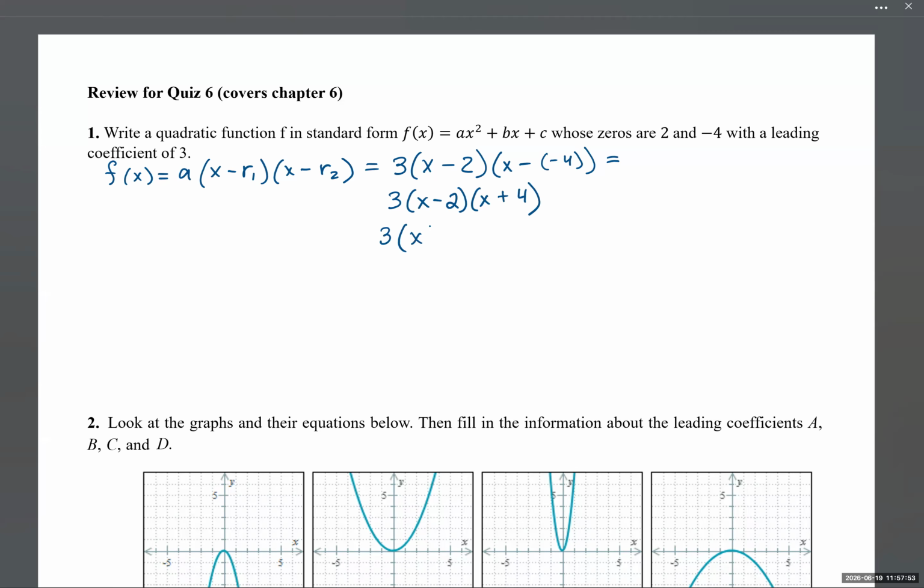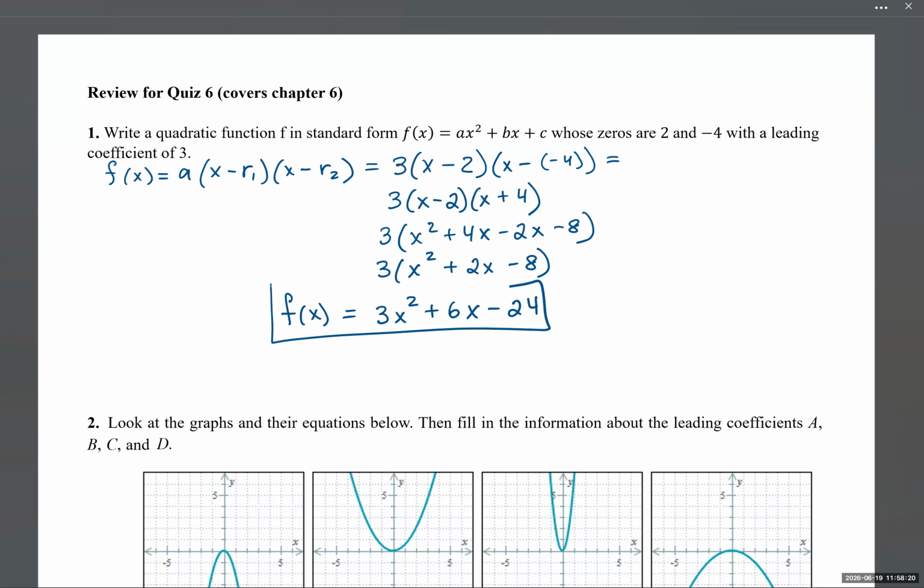X times x is x squared, x times 4 is plus 4x, minus 2 times x is -2x, -2 times 4 is -8. Combine like terms inside the parentheses: x squared plus 2x minus 8, and then distribute the 3: 3x squared plus 6x minus 24, and that is your quadratic function in standard form.